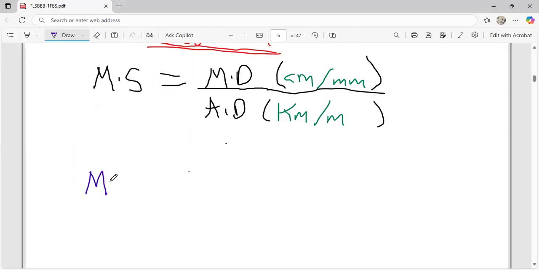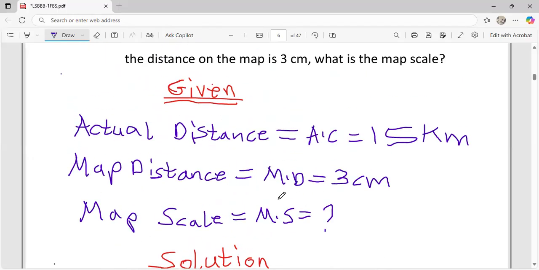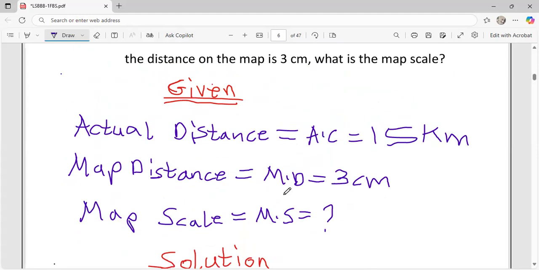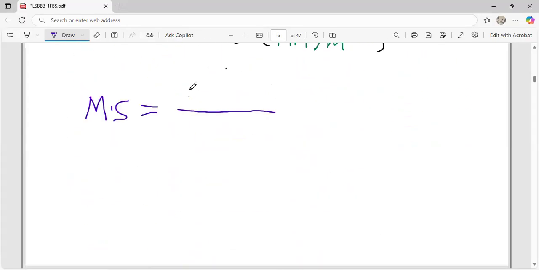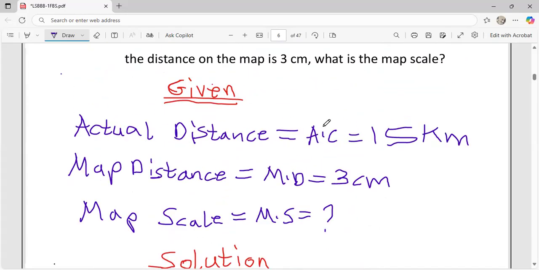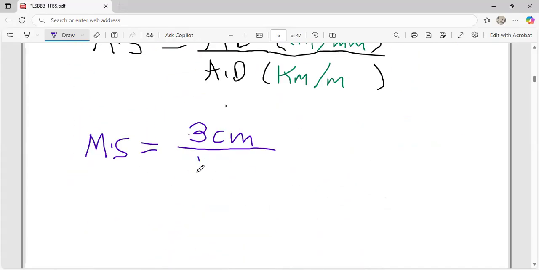So your map scale now is equal to, let's go to our given. What is the value of our map distance? It's 3 centimeters, so we put 3 centimeters over here. Let's look for the value of our actual distance. They say it's 15 km. So we put 15 km over here. As simple as that.